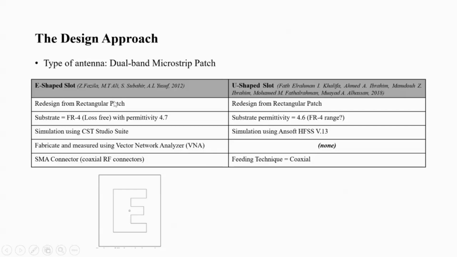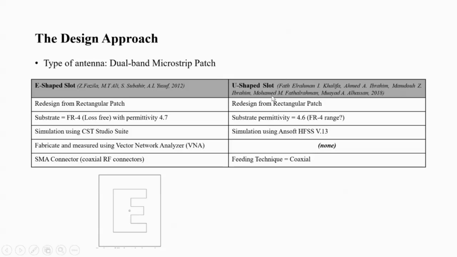The E-shape slot is a redesign from a rectangular patch. The substrate mentioned is FR4 loss-free with permittivity 4.7, simulated using CST Studio Suite, fabricated and measured using a Vector Network Analyzer (VNA), and they also use an SMA connector, coaxial radio frequency connectors.